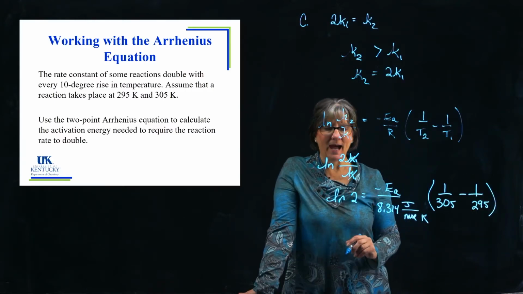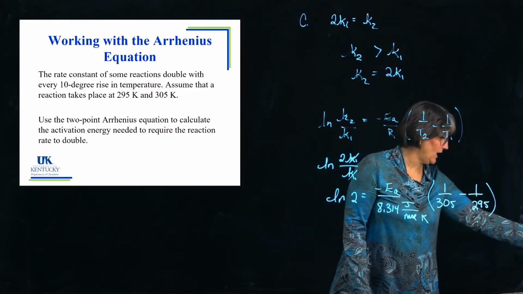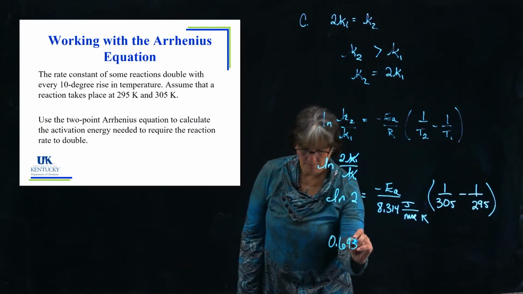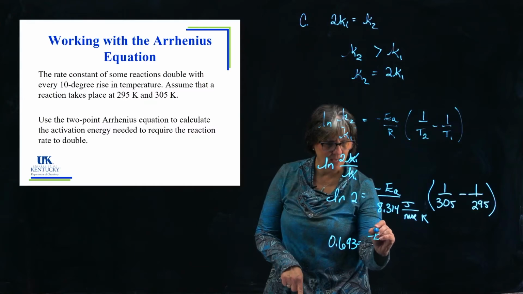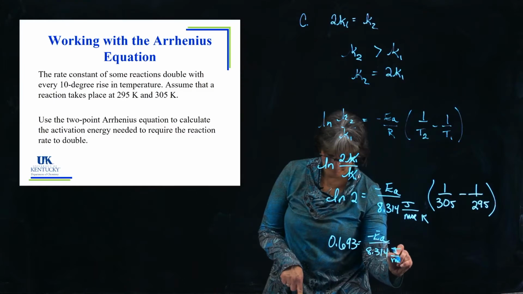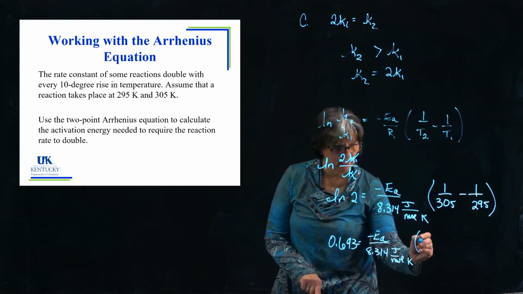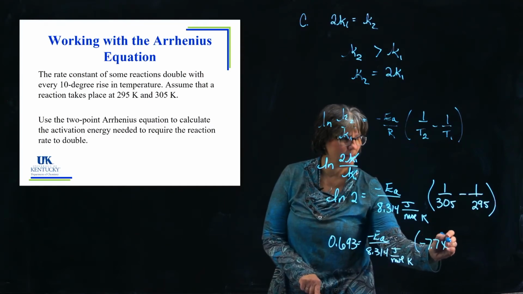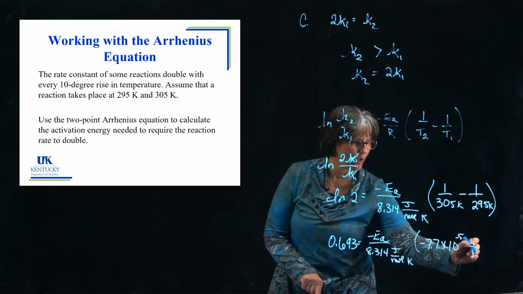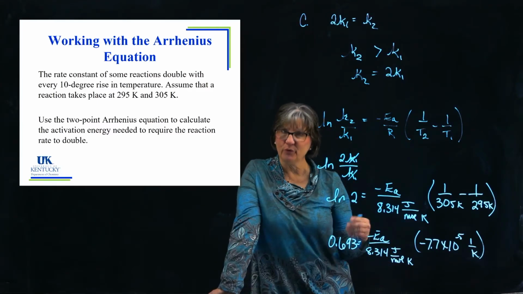Okay? When I solve for our value there, let's see if I've broken it up in my notes here. Yes, the natural log of 2 is 0.693, equal to negative E sub A over 8.314 joules per mole Kelvin. And this part, when I do the work here, is equal to a negative 7.7 times 10 to the minus 5. And these are kelvins. I should have written them in. So the unit for that is 1 over Kelvin. So I'm working my way to solve for E sub A. I'll talk you through it, and then you can do it.